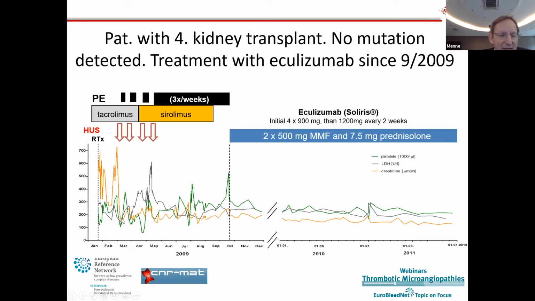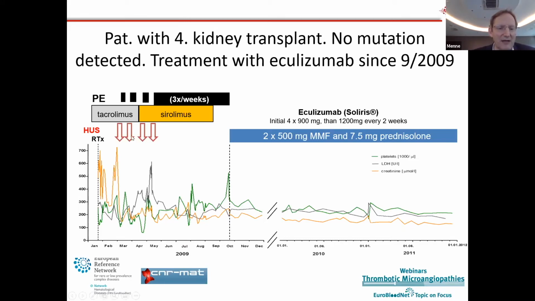But a couple of days later, he had another creatinine rise. And also you can see there's some fluctuation in his platelets. Platelets is green, not really going down very far, only down to 100. And his LDH is also a bit fluctuating. LDH is only 330, so not really very high, but still elevated.